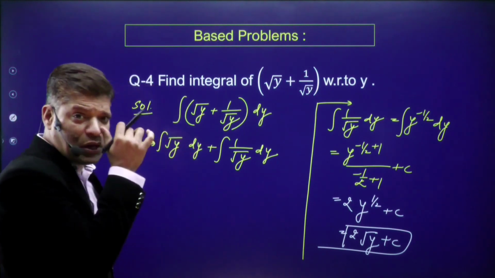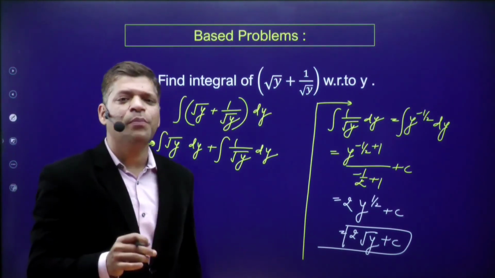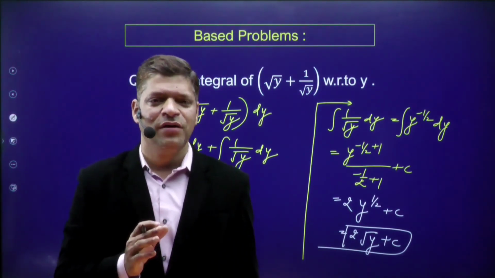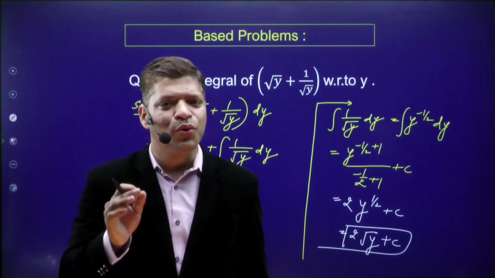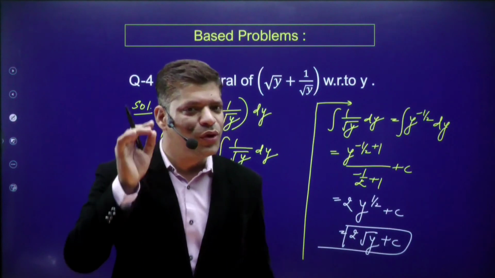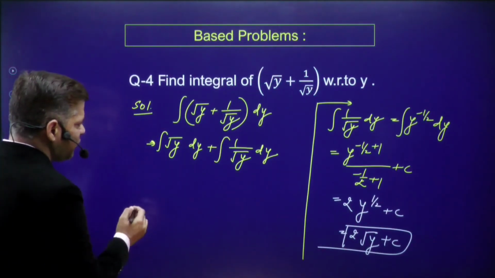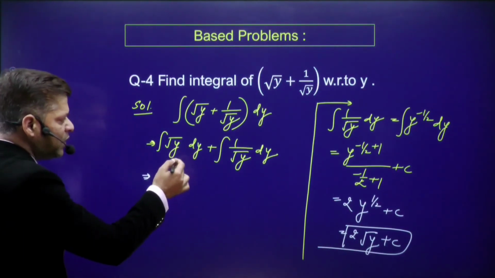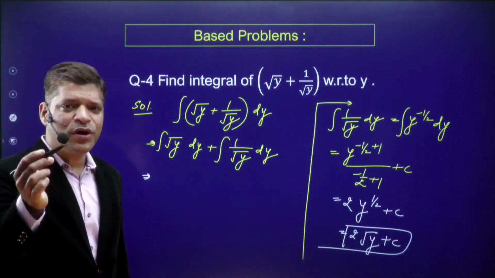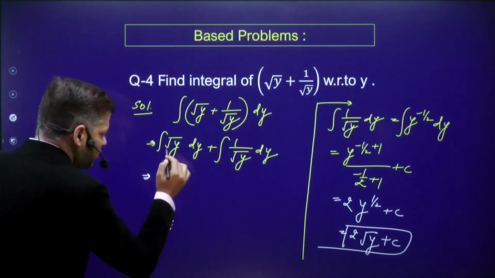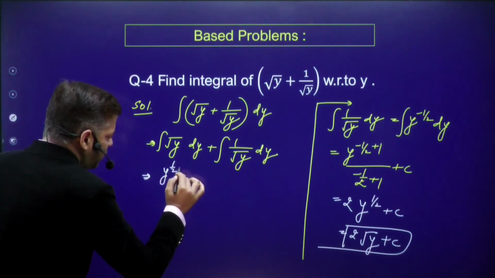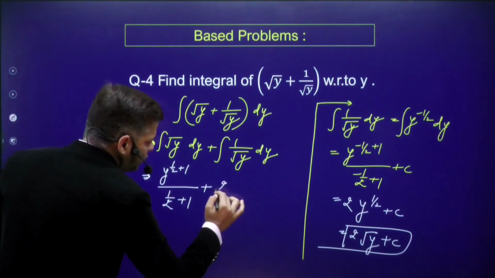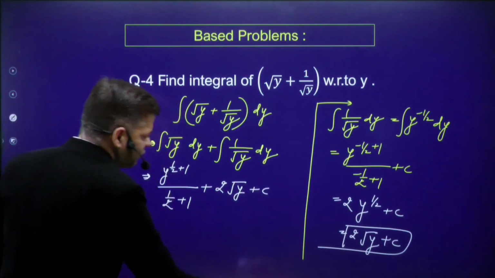So you should directly know that the integration of 1 upon root x dx, or the integration of 1 upon root y dy, will be equal to 2 root x, or 2 root y. So we do the same here. Now root y is y raised to the power half. When we put the power half, it will change to y raised to the power (half plus 1) over (half plus 1), plus 2 root y plus c.